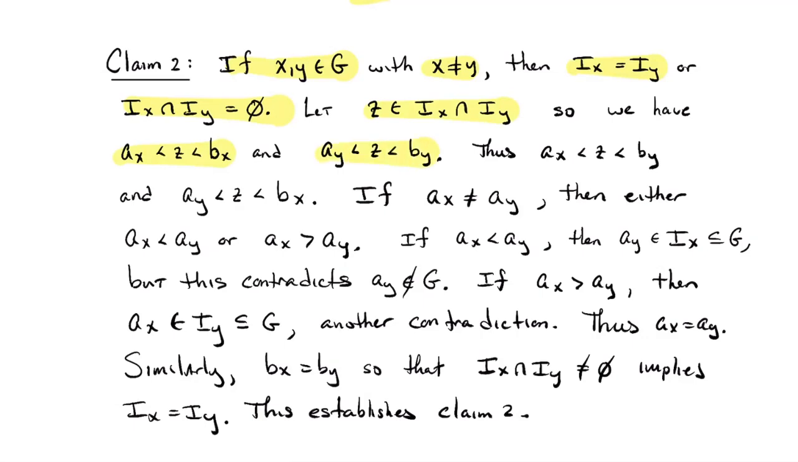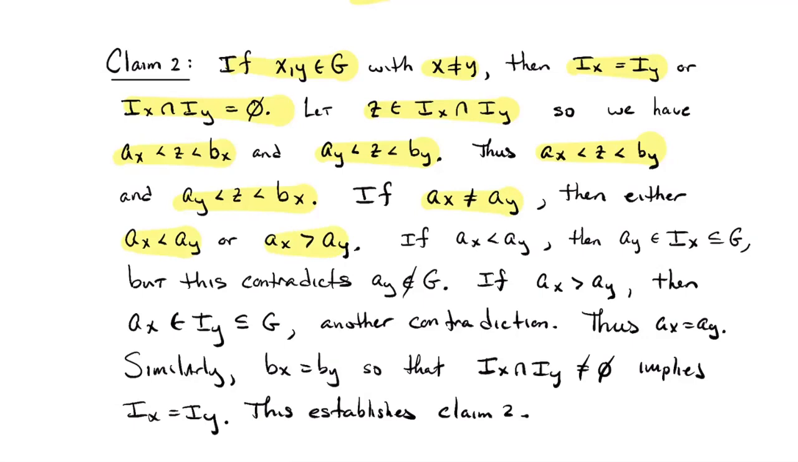Let me just laser point so you can see here. So z is at least a sub x, but it's no more than b sub y, so it lives between a sub x and b sub y. Likewise, stop the video and figure it out, fill in the details: z lives between a sub y and b sub x. Now, if you take a sub y and a sub x, the left endpoints of these component intervals, if they're not equal, then either a sub x is less than a sub y or vice versa.